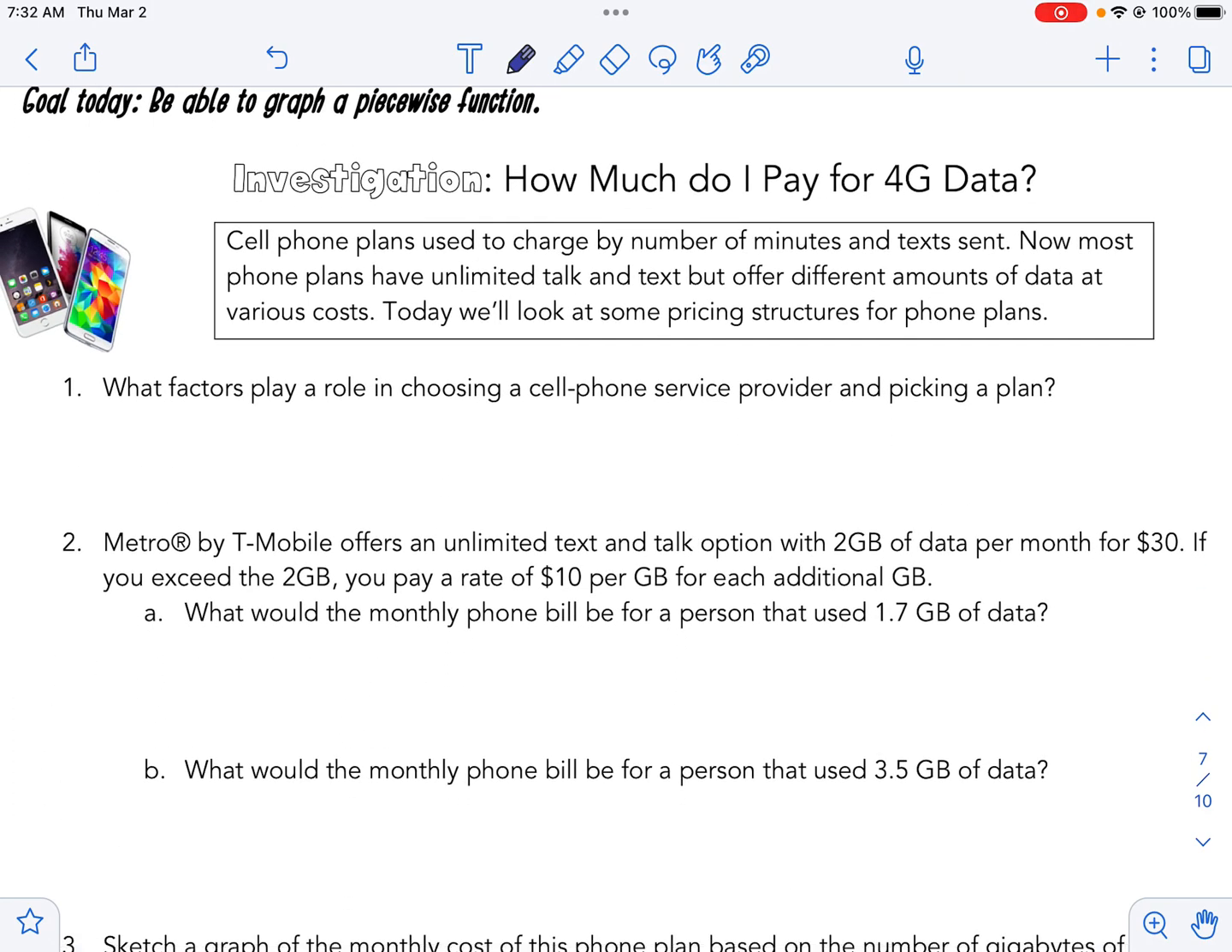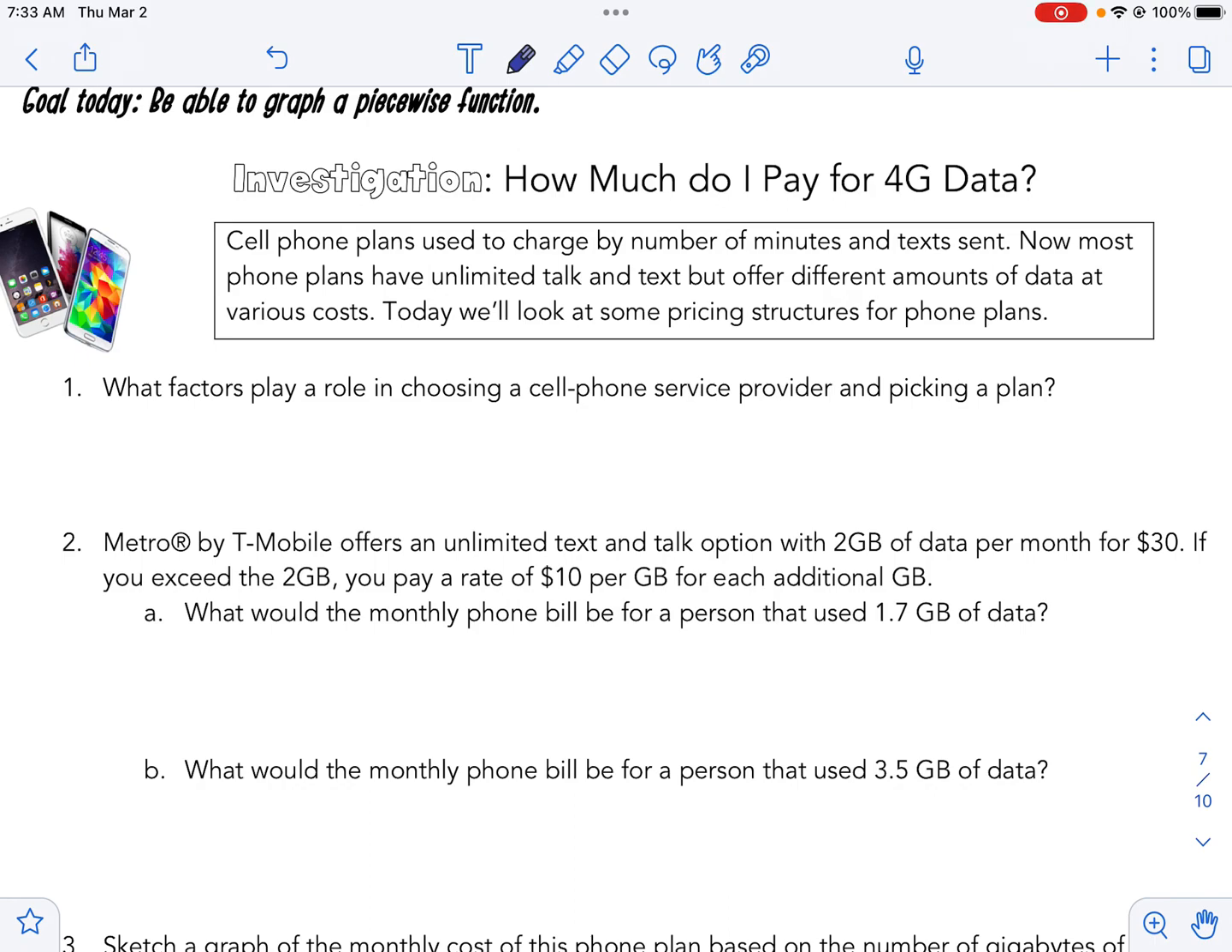Investigation, how much do I pay for 4G data? Cell phone plans used to charge by number of minutes and text sent. Now most phone plans have unlimited talk and text, but offer different amounts of data at various costs. Today we'll look at some pricing structures for phone plans. So in class, I'll give you time to work through these questions and discuss. Number 1, what factors play a role in choosing a cell phone service provider and picking a plan?